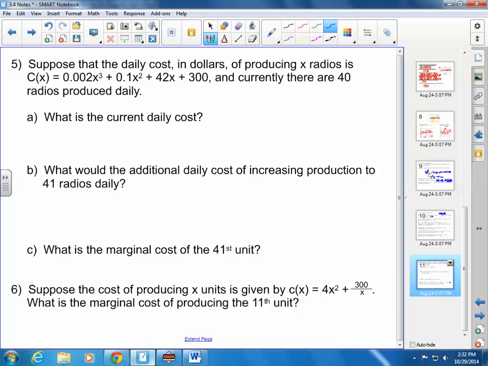And currently there are 40 radios produced daily. What is the current daily cost? How would you figure that out? You wouldn't even have to find the derivative. If I just want the cost, and that's the cost function, plug in 40 for x. I'm not going to write it all out. You can do that in the calculator.